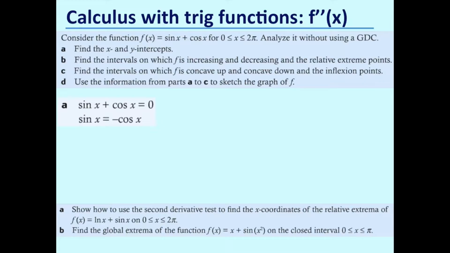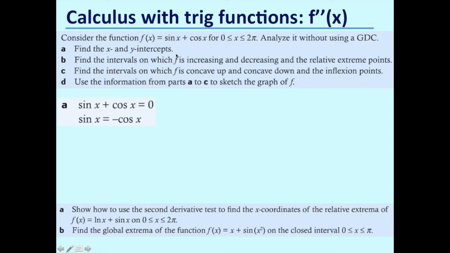Question 1 then gives us the function f(x) equals sin x plus cos x. We're given the domain here between 0 and 2 pi. Importantly, you'll notice here it says analyze it without using a GDC, so we're supposed to be doing all of this without a calculator. First of all, we're asked to find the x and y intercepts.